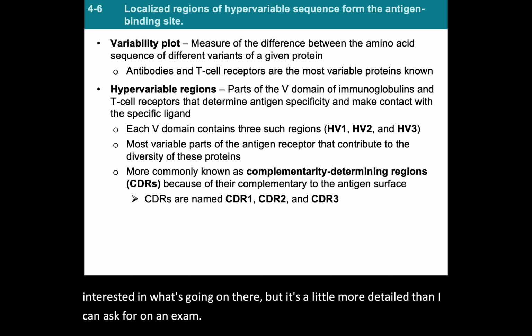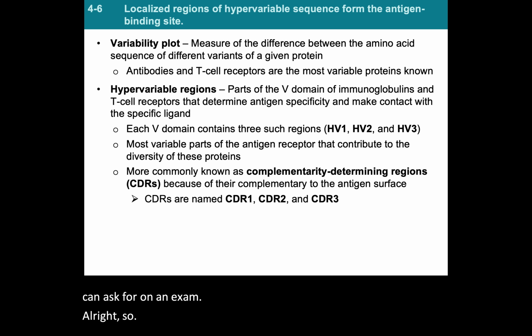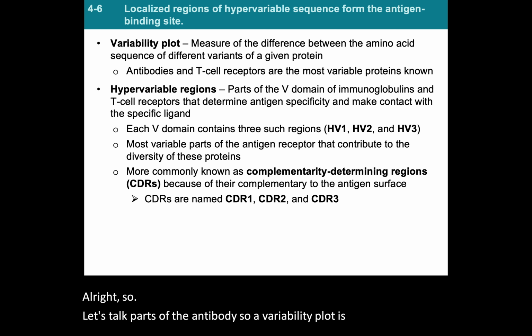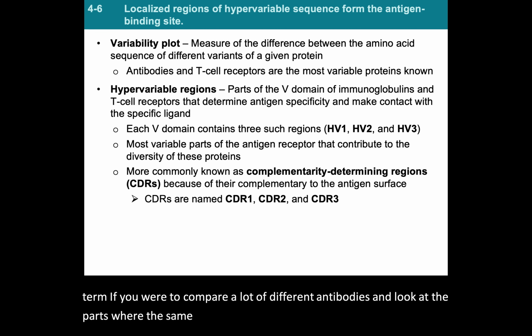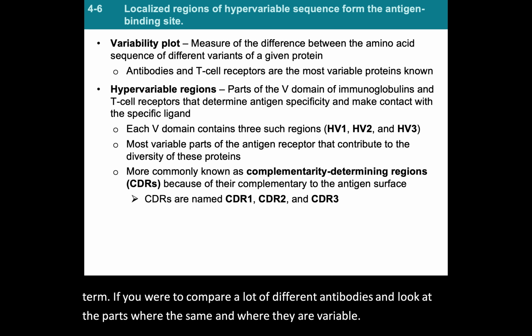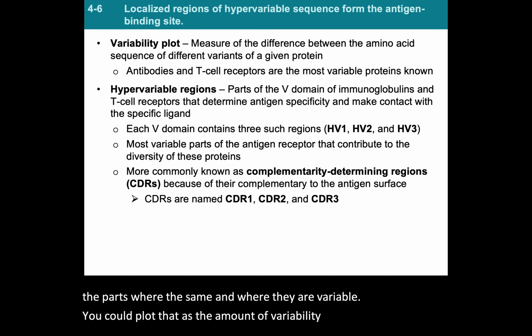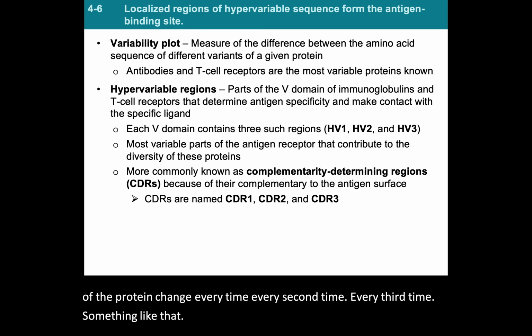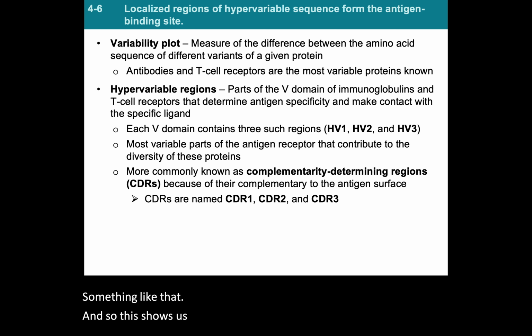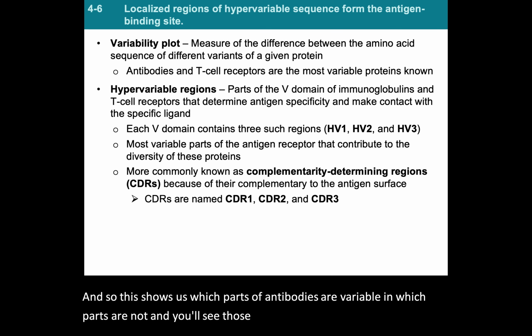All right, so let's talk parts of the antibody. A variability plot is our vocabulary term. If you were to compare a lot of different antibodies and look at the parts where they're the same and where they are variable, you could plot that as the amount of variability. Does this particular part of the protein change every time, every second time, every third time, something like that? And so this shows us which parts of antibodies are variable and which parts are not. And you'll see those graphs in just a slide or two.